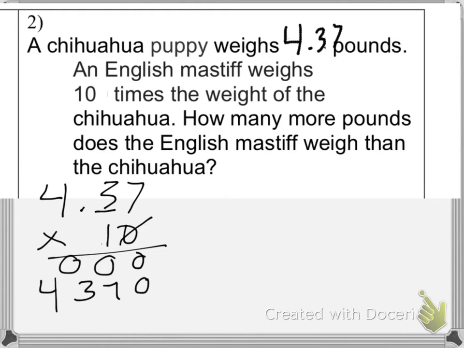We know that we are going to need 2 decimal spots. So we go to the back and we end up with our 43.70. But the question says how many more pounds? So we have to find the difference now.